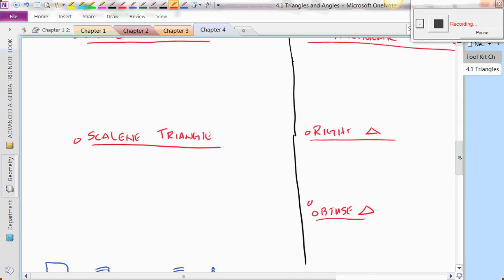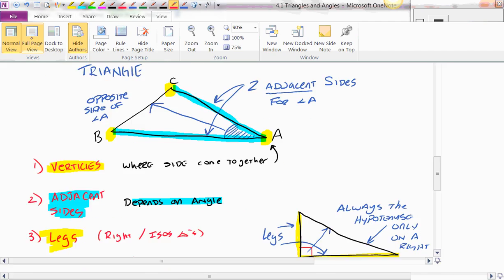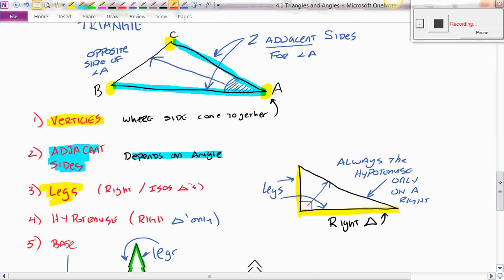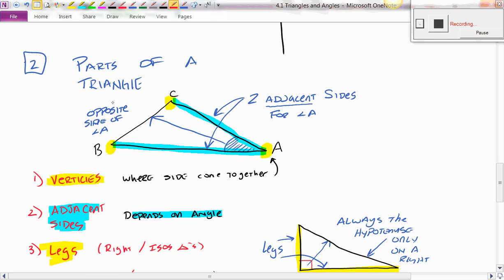Okay, so after that, we moved on to the second box, and we talked about the parts of a triangle. The parts of the triangle that we want to talk about are the vertices, the side, the legs, the hypotenuse, and then the base. So for the parts of a triangle, a vertex is where the sides come together. So in this case, A is a vertex, C is a vertex, and B is a vertex. The plural of vertex is vertices. So every triangle has 3 vertices.